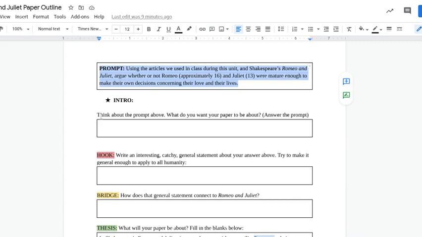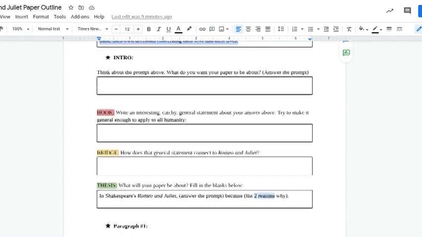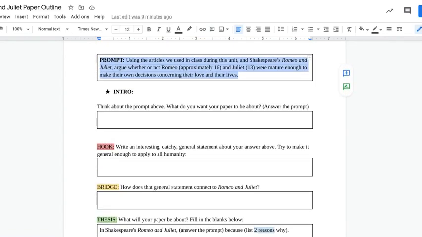So for the intro, this is what I want you to do. This first box is going to ask you to think about the prompt above. All right, think about it. What do you want it to be about? In this case, you're going to be thinking a little bit more about this. Yes, Romeo and Juliet were immature. Yes, they were probably not mature enough to make their own decisions.